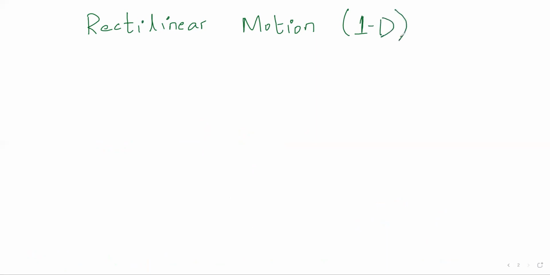Anyways, so let's get into our first quick topic. It's more like your physics 1 refresher, rectilinear motion. Rectilinear means straight line, means 1 dimension, 1D. Simple 1D. That's rectilinear motion.